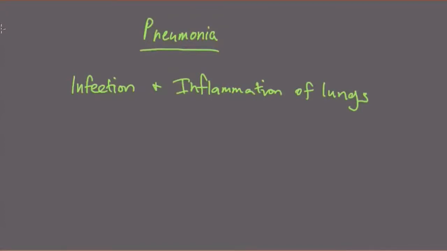Pneumonia is an infection and subsequent inflammation of the lung tissue, and especially a particular part of the lung tissue, the alveoli, where gas exchange takes place. So in pneumonia, we really have both an infection and, due to the infection, impairment of respiratory function.